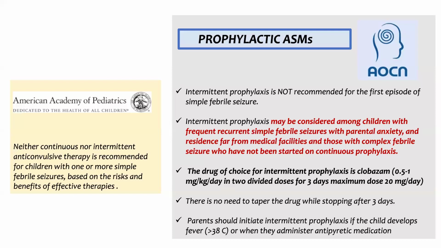So a lot of people abroad do not actually give clobazam intermittent prophylaxis. Especially, it is clearly mentioned in AOCN that if the parental anxiety is too much, that's the main thing. What we do is to decrease the morbidity and the anxiety which you have in the recurrent febrile seizures. That is the main aim. So basically, intermittent clobazam prophylaxis is not going to technically decrease the future risk of epilepsy or febrile seizures, but there is some evidence, not a strong evidence, of giving clobazam prophylaxis. So that is both by the American Academy of Pediatrics as well as AOCN.